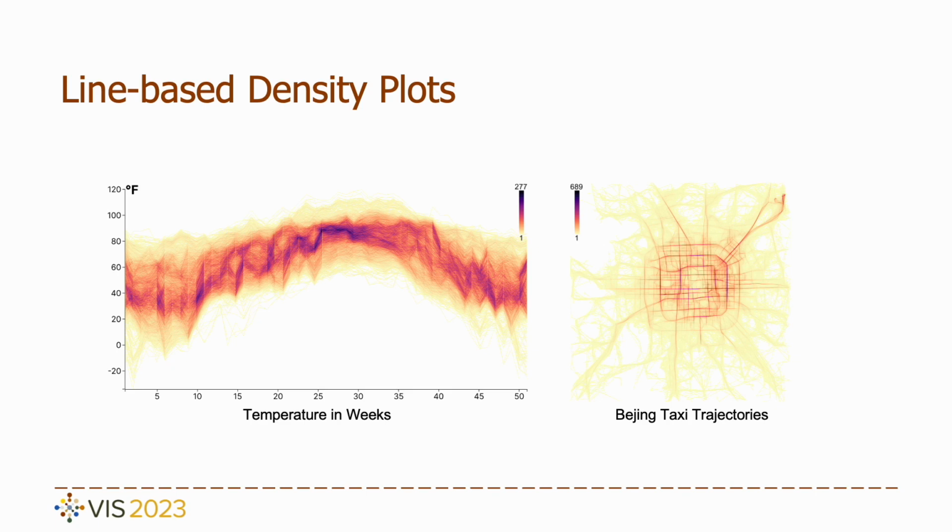However, line-based density plots do have their challenges. For instance, take a look at the temperature data on the left. In the highlighted area, you'll notice a zigzag pattern that can make it difficult to discern the exact path of the lines. Similarly, in the taxi trajectory data on the right, we primarily observe high-density patterns around the city main roads. This might give the impression of numerous taxis circling around the city center.